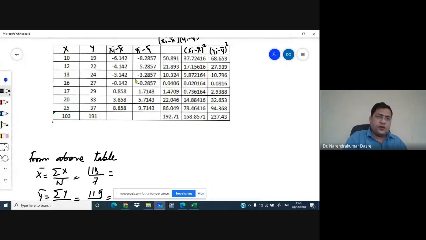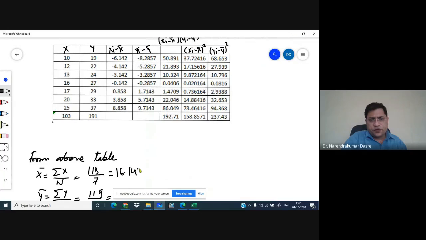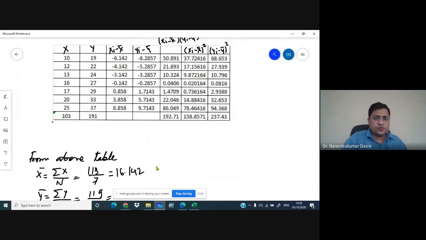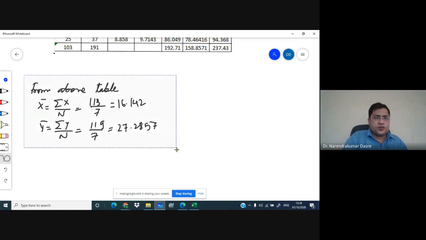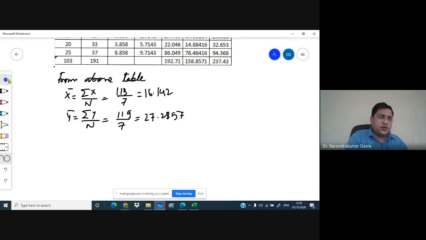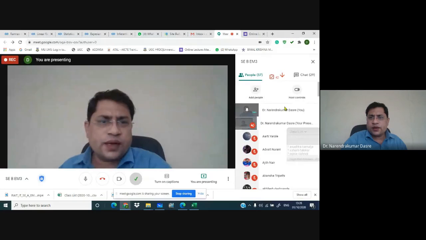And for this calculation, I have used 16.142 here, and for this I have used 27.2857. So these terms I have used to calculate this table. If your table is ready, then we are able to calculate the remaining thing.